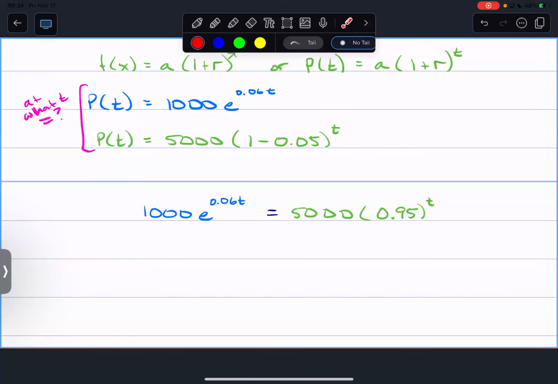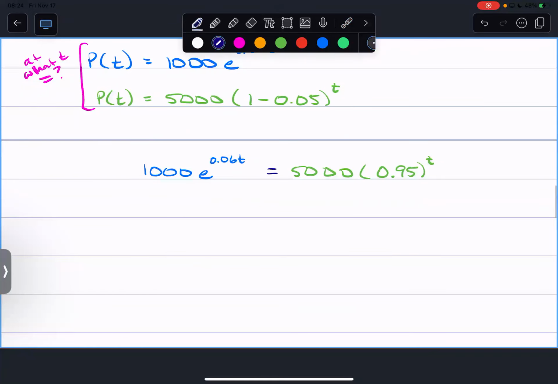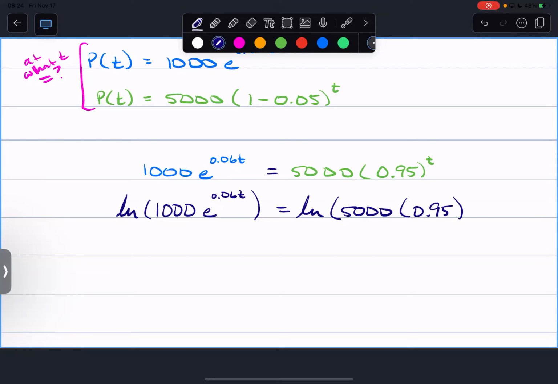I am going to use a natural log so that I don't have to deal with this e anymore. But you can choose any log that you'd like. The natural log of 1000 e to the 0.06 t is the natural log of 5000. I just realized I'm saying natural log there. Just use base 10 and you'll never worry. I know it's strategic though, but then I have to say common log.